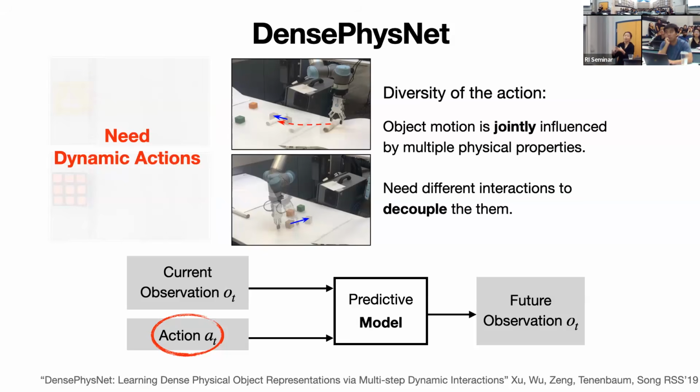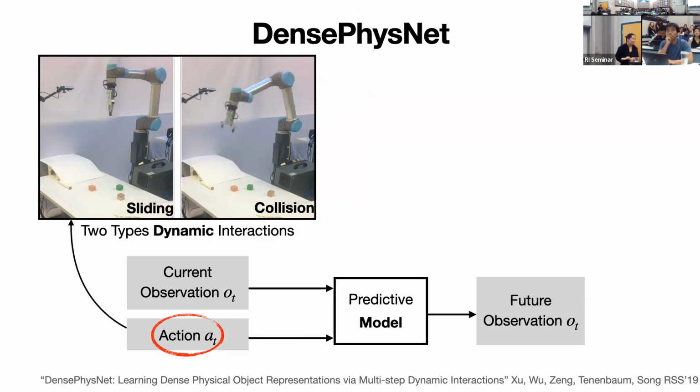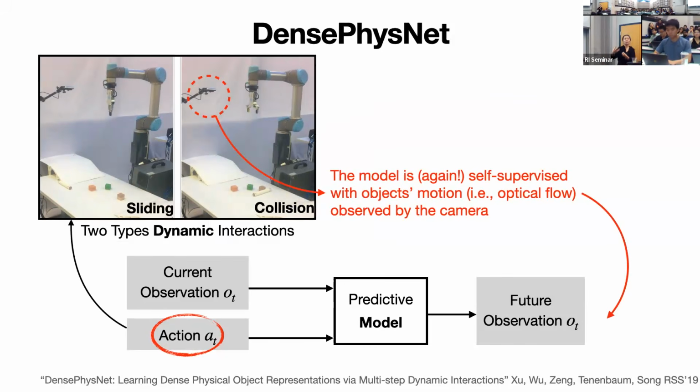And similarly, because the object's motion is often jointly influenced by multiple physical properties, the system really needs to use very different actions in order to decouple those physical properties, like mass and friction. So to address those challenges, in this paper, we designed two types of dynamic actions, like sliding and collision, in order to reveal different physical properties. And then this prediction model, again, we train it with self-supervised learning, by using the camera looking down at the workspace and computing the optical flow as supervision to train the prediction model.